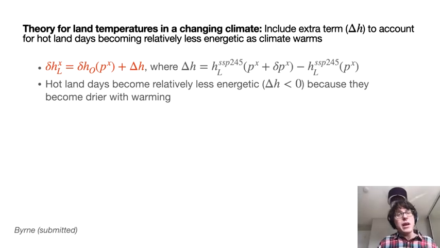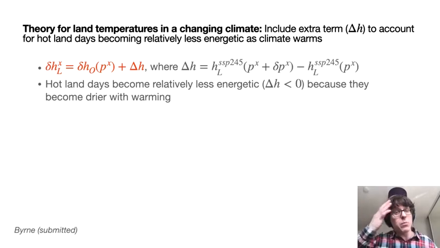To do that, I include an extra term, capital delta H, to account for the fact in these simulations that hot land days become relatively less energetic as climate warms. So my theory just changes slightly. Now the change in the moist static energy of those hot days is equal to the change in the ocean moist static energy at the Px percentile plus this delta H term, where delta H is equal to the difference in moist static energy in the warmer simulation between the Px percentile and the Px plus delta Px percentile. So that delta Px is the change in this moist static energy percentile to which hot land days correspond.